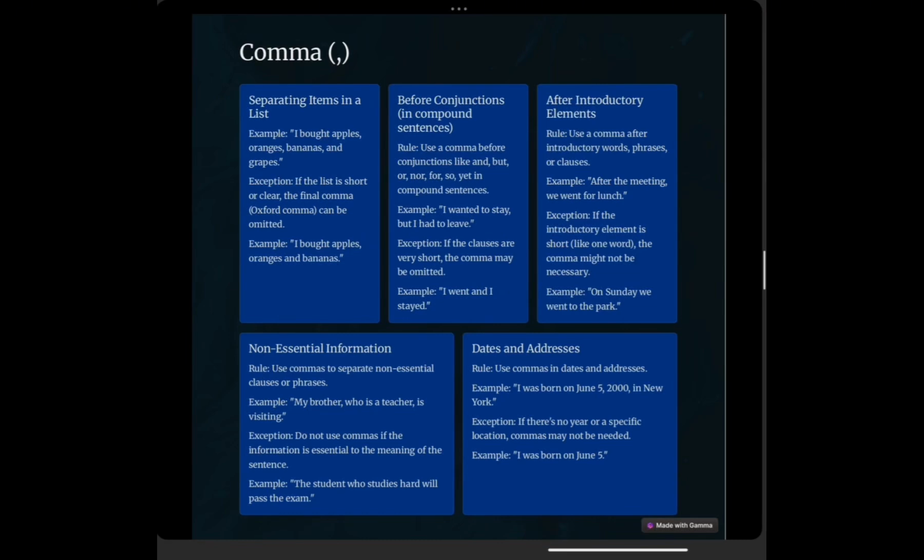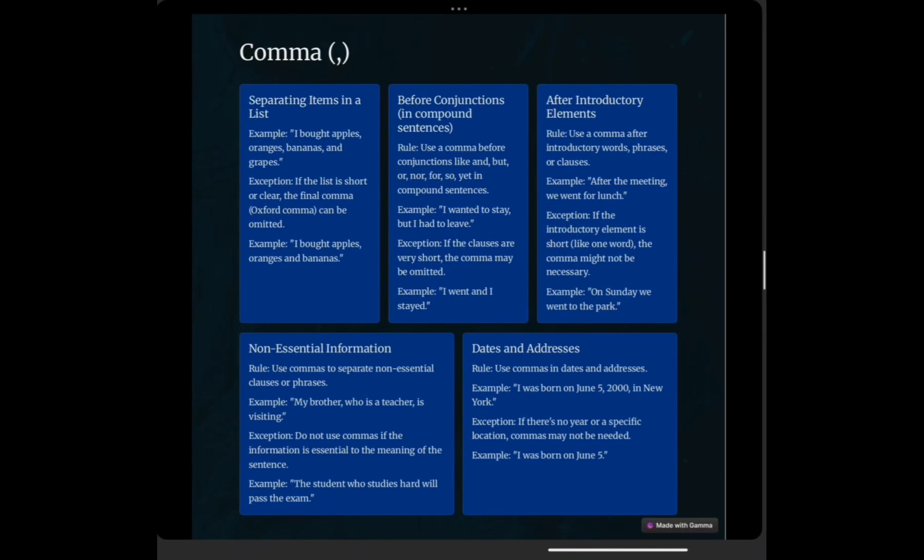The exception is that if the list is short or clear, the comma can be omitted, such as "I bought apples, oranges and bananas." Here there are only three items, and the list is short, so we don't need to use a comma. Next up, we use commas before conjunctions such as but, and, or, so.